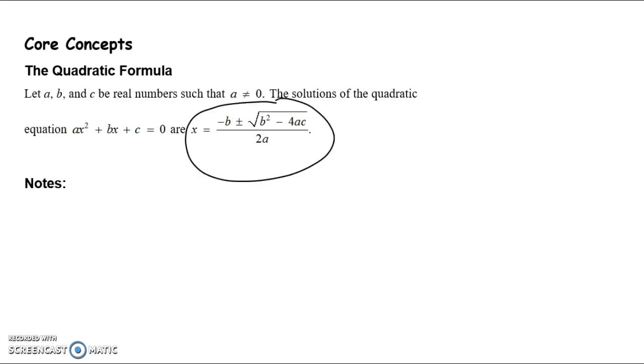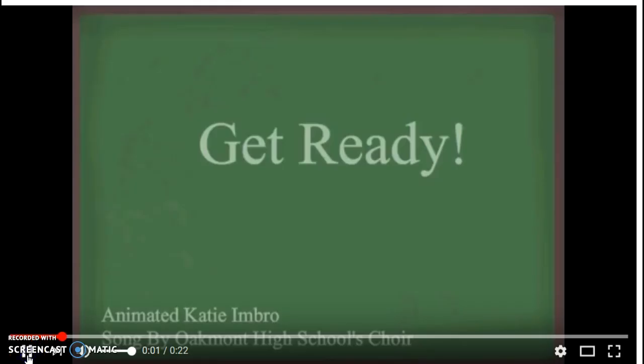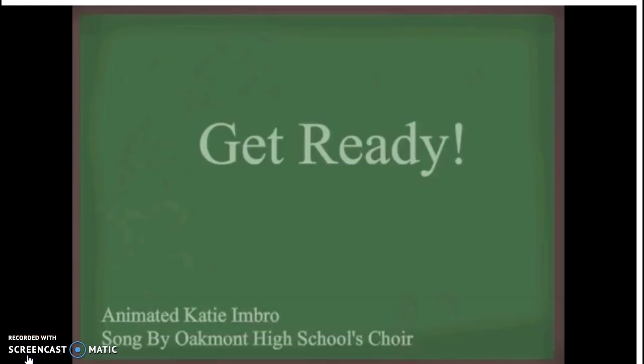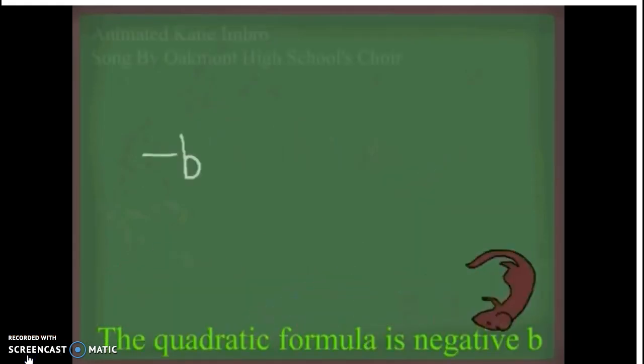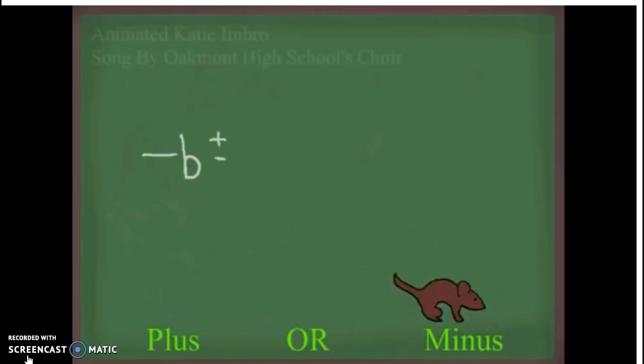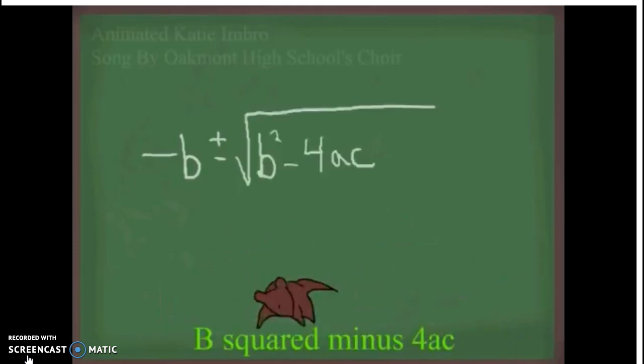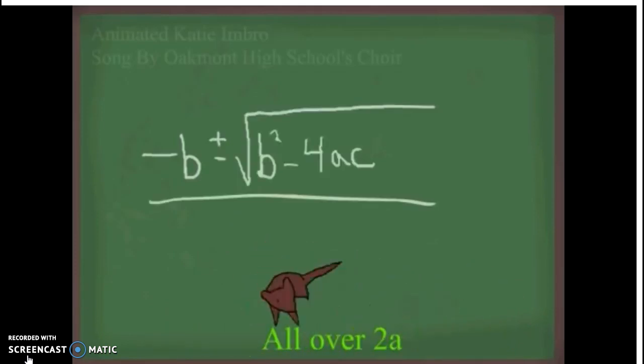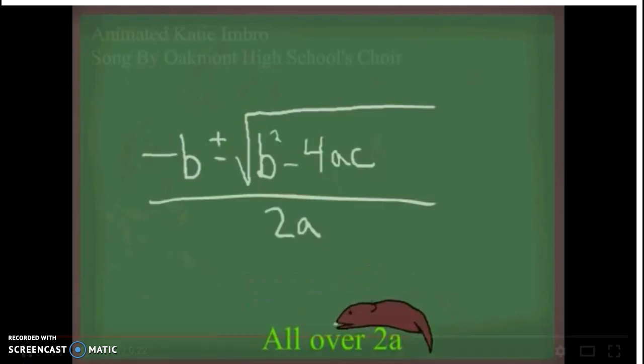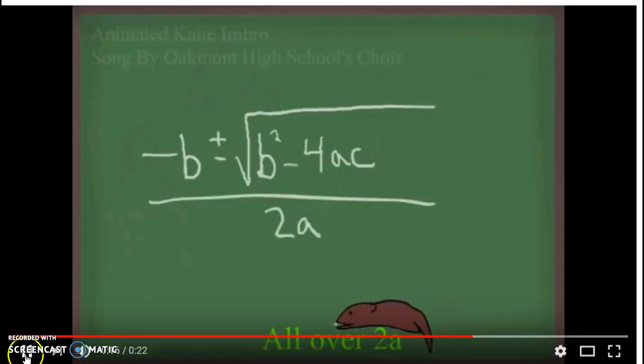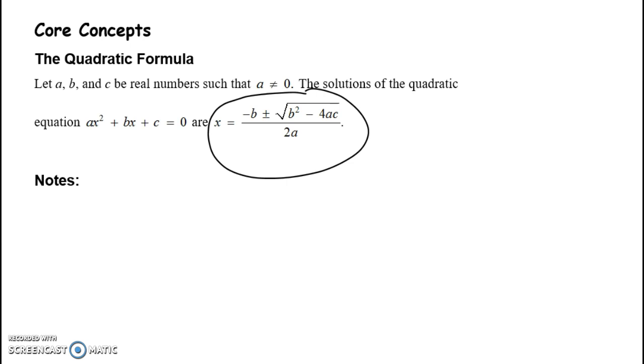To help you memorize this formula, you might want to say it in the tune of Pop Goes the Weasel. Here's an example. The quadratic formula is negative b plus or minus the square root of b squared minus 4ac all over 2a. You may want to repeat the song until you have it memorized.